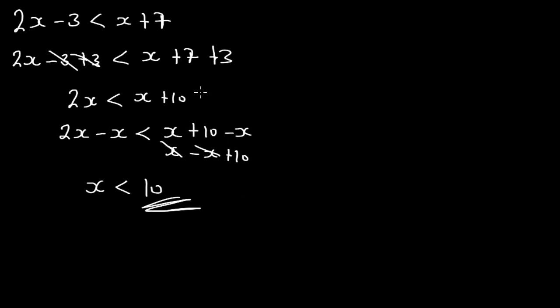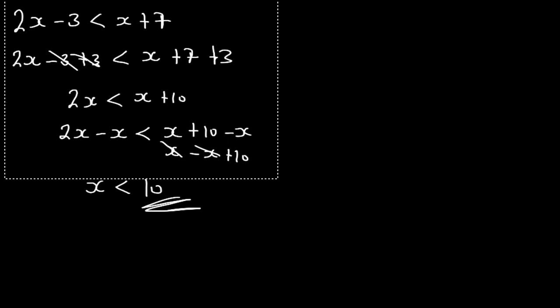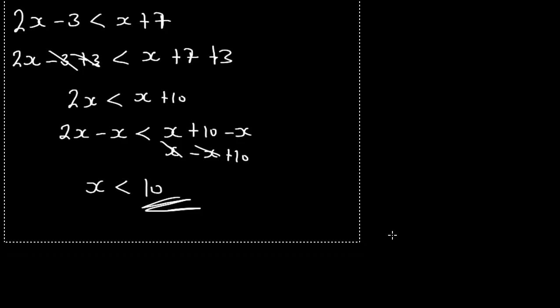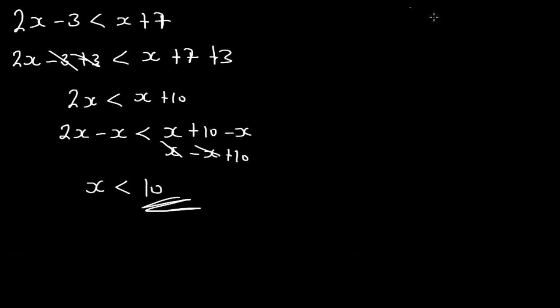Example number 2. Well, you don't need to get rid of it. You can just have it at the right hand side. So we have 1/3 of x minus 2 less than or equal to 2 over 5 x plus 1/4.